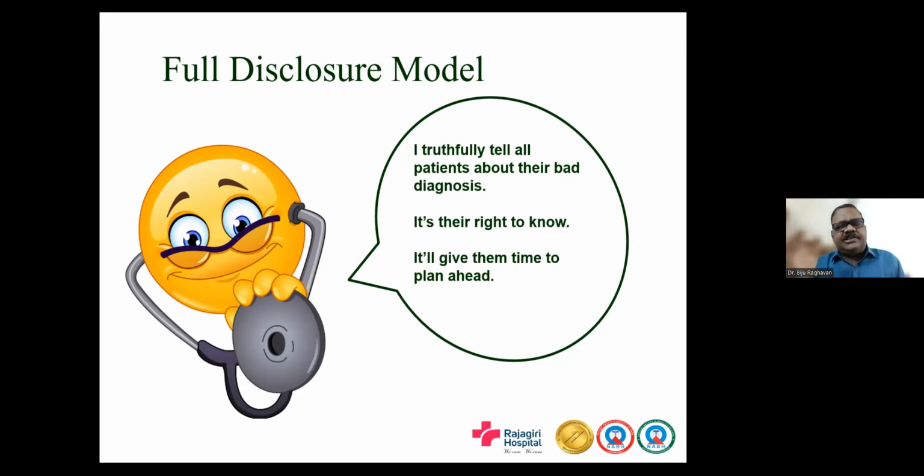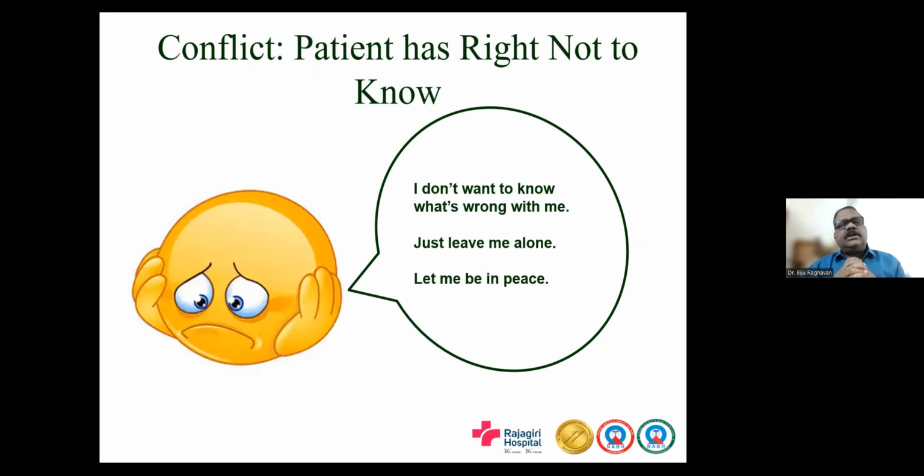So where the patient's autonomy is held sacred, the full disclosure model is practiced. That is, the patient is told everything. Now, this model also has a problem. What if the patient does not want to know? There might be a patient like that. And if our regular practice is full disclosure, what will happen if we do it with somebody who does not want to know? So this model also has a problem. It can get into conflict with the patient's right not to know.